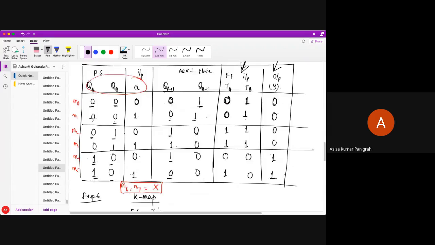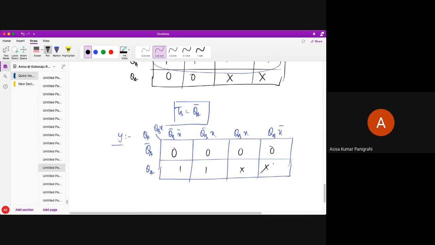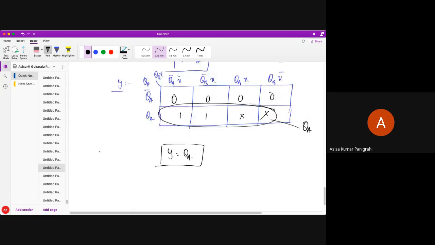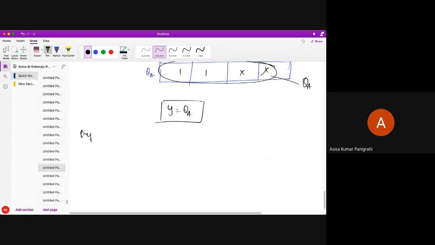So this is 0000011. Okay, 0000011, don't care. So for this I could have this grouping, and here I'll get QA. Am I correct? So Y will be my QA. Now I have got all these output functions and input functions. Then I go for the last step, step number 7.